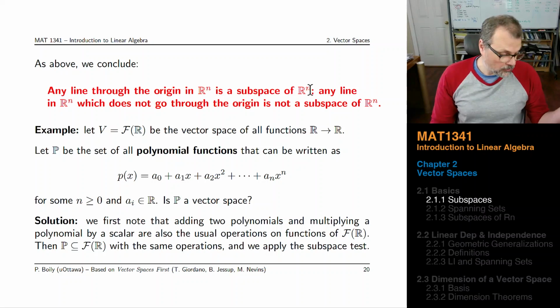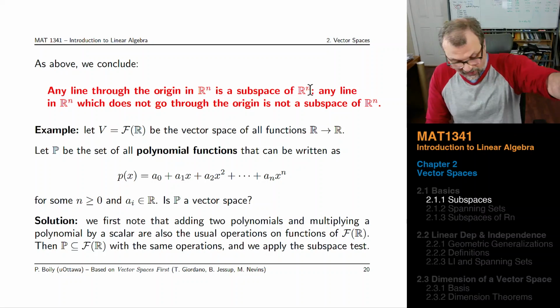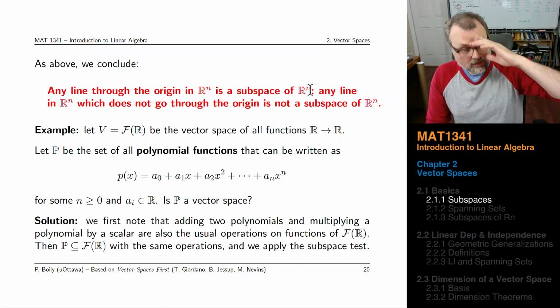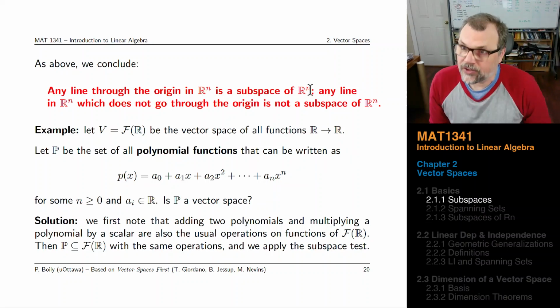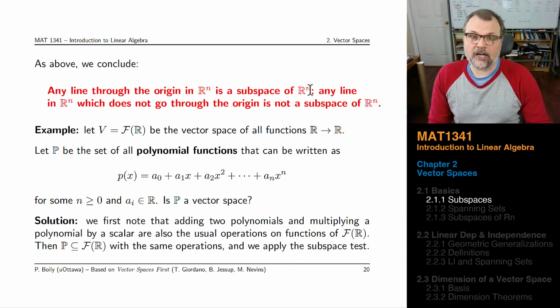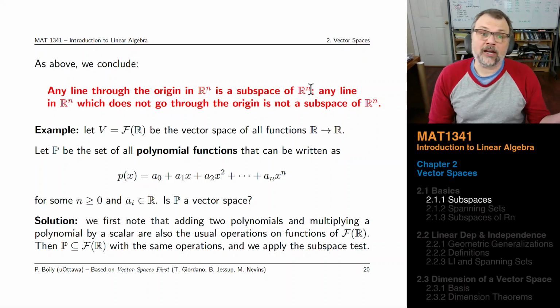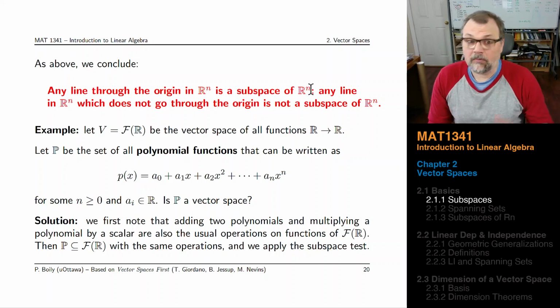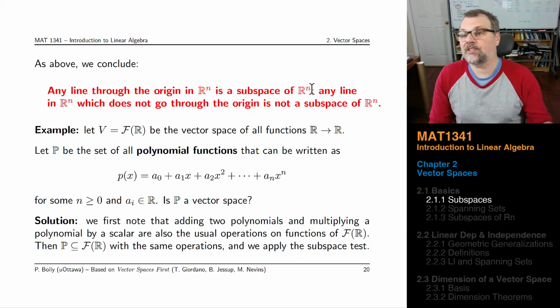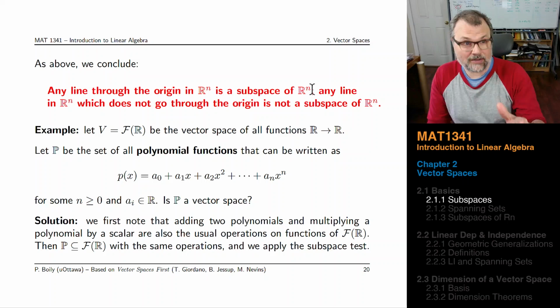And we can conclude, right, because we didn't specify anything about v here, just that it was known and fixed. Any line that goes through the origin in Rn is a subspace of Rn, and any line in Rn which does not go through the origin is not a subspace of Rn, because it would fail the subspace test: the zero vector would not be in it.